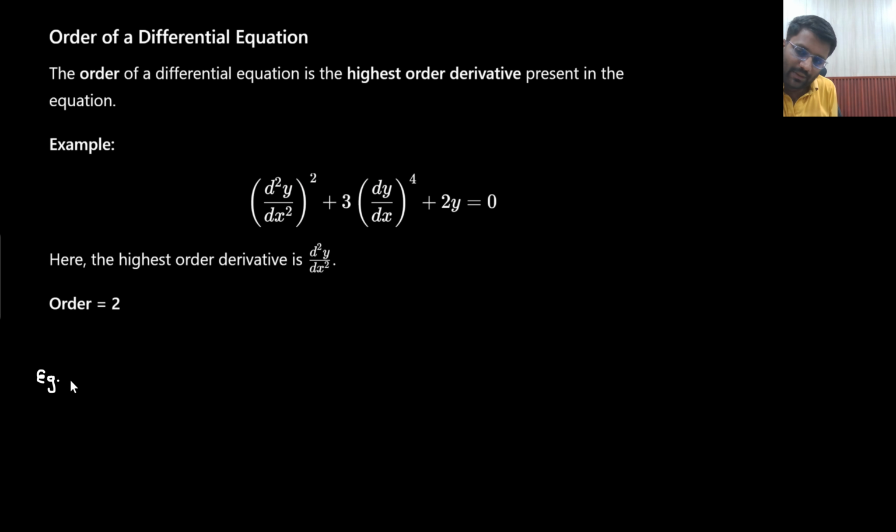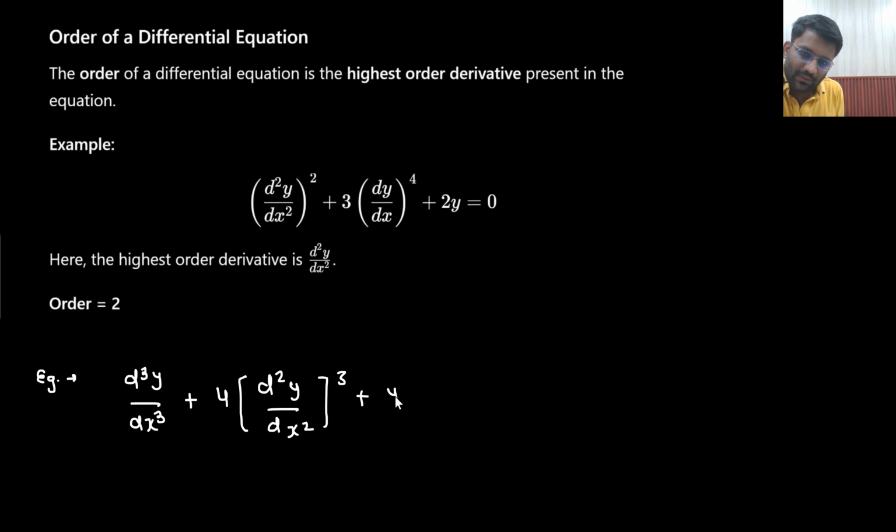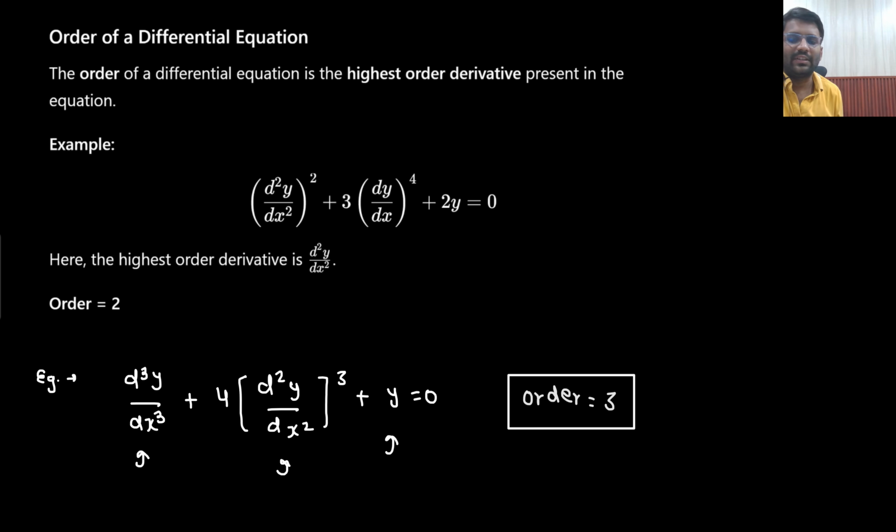Let's write down another example: d3y by dx3, so 3 times you are differentiating, plus 4 times d2y by dx2 to the power 3, plus y equals 0. Does this power 3 matter? No. What matters is that this term has been differentiated twice, y has been differentiated 0 times and this one has been differentiated 3 times. So what will be the order? Order will be 3. That's it. So this is the meaning of order of a differential equation.